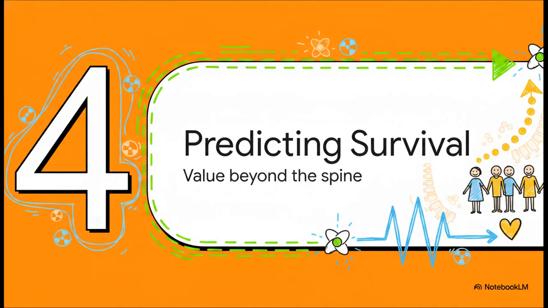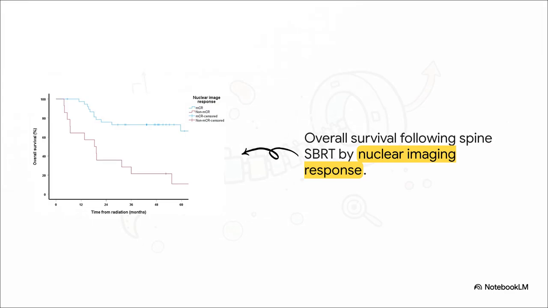Local control is vital, absolutely. But let's shift to Section 4, predicting overall survival, because this nuclear imaging response actually stratifies something even larger than just the spine. This Kaplan-Meier curve brilliantly illustrates the survival gap. That top line represents the patients achieving a metabolic complete response. They are sitting at a 2-year overall survival rate of 76%. Meanwhile, the non-MCR group on the bottom line is at just 36%. Hitting that complete metabolic response literally doubles the patient's 2-year survival probability.